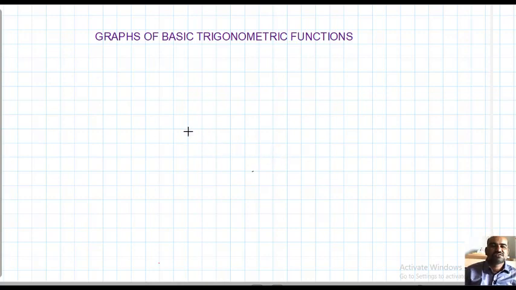Hello students, this is the second part of graphs of basic trigonometrical functions. In the first part I explained the definition of trigonometrical functions, and their domains and ranges. Today I am going to explain how to draw the graphs of basic trigonometrical functions. First of all, I want to explain what the meaning of the graph of a function on a coordinate plane is.